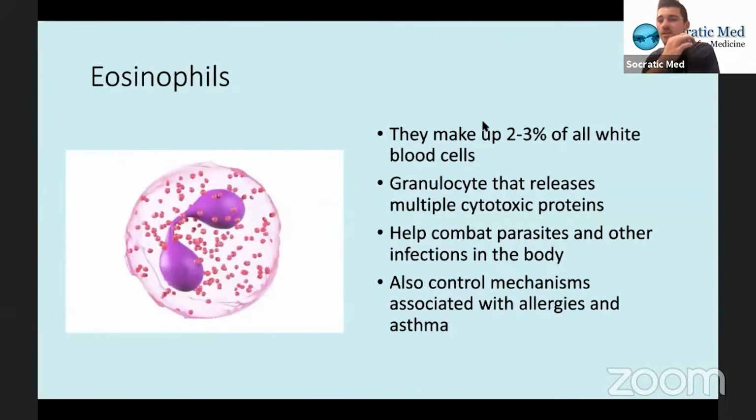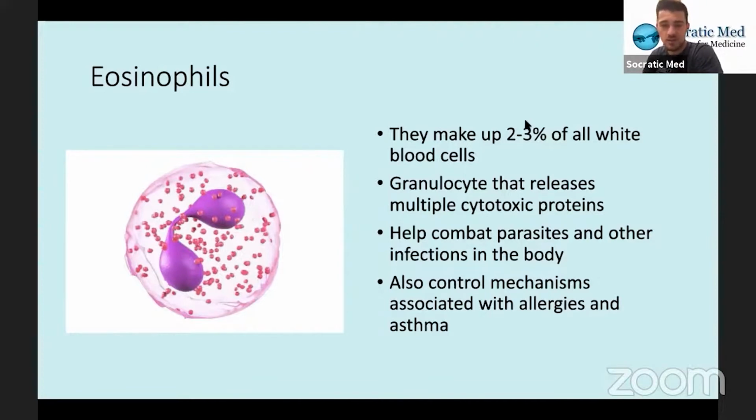Eosinophils are another granulocyte. They make up about 2 to 3% of all white blood cells. And this granulocyte releases multiple cytotoxic proteins. So that's its main method. They usually help combat parasites and some other infections in the body, and they do that by degranulation. So they degranulate, and the cytotoxic proteins will usually kill the parasite or whatever infectious agent is in the body.